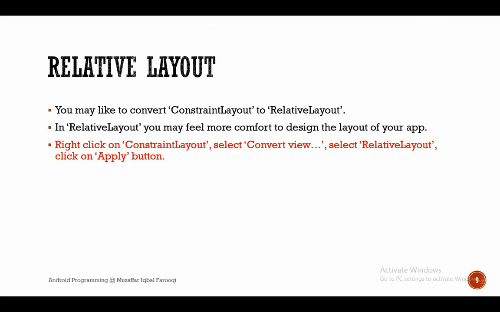You may like to convert constraint layout to relative layout. In relative layout you may feel more comfort to design the layout of your app. To use relative layout, right-click on Constraint Layout, then select Convert View, select Relative Layout, and then click on Apply button. If you are comfortable with the default constraint layout, then you can continue with this. We will discuss in detail the difference among different layout later in another video. At the moment I will prefer to use the relative layout.